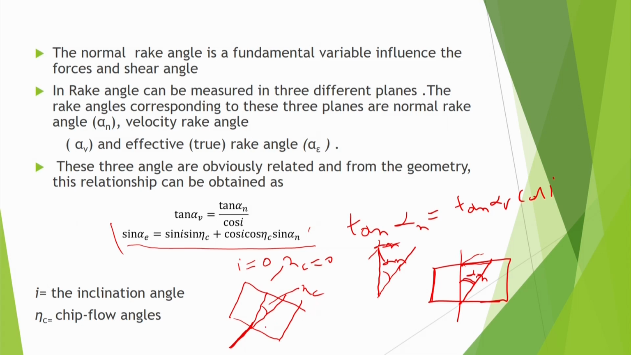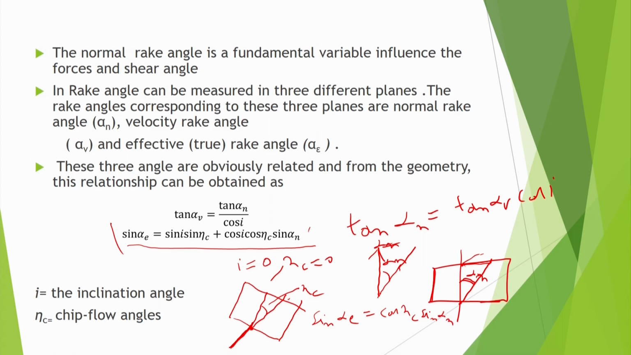Now you want to find out alpha E. That means when you are moving from here to here, how much is the slope of that surface. So this type of relation will give you sin alpha E equal to, here cos I is 1, that means cos eta C into sin alpha n, right.